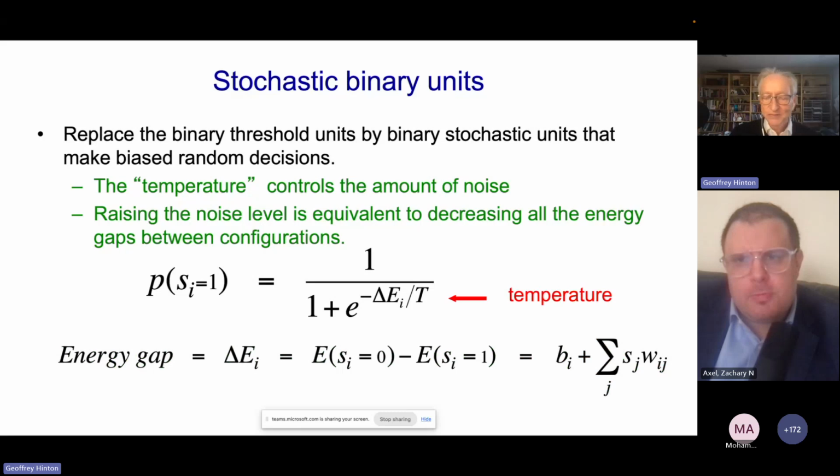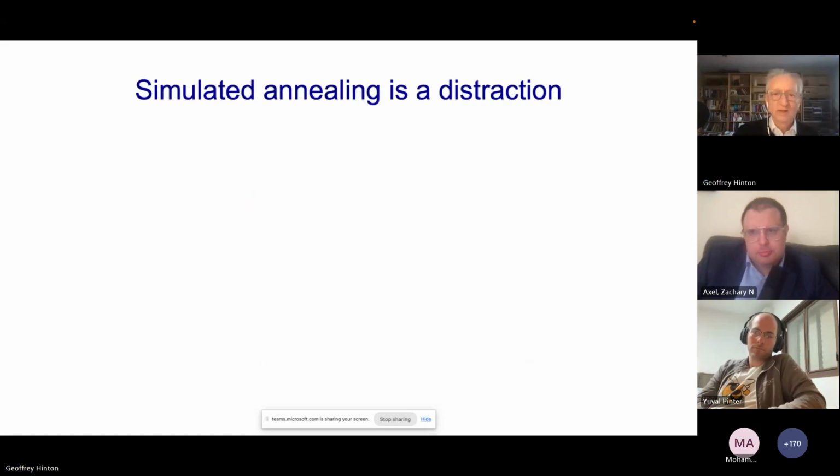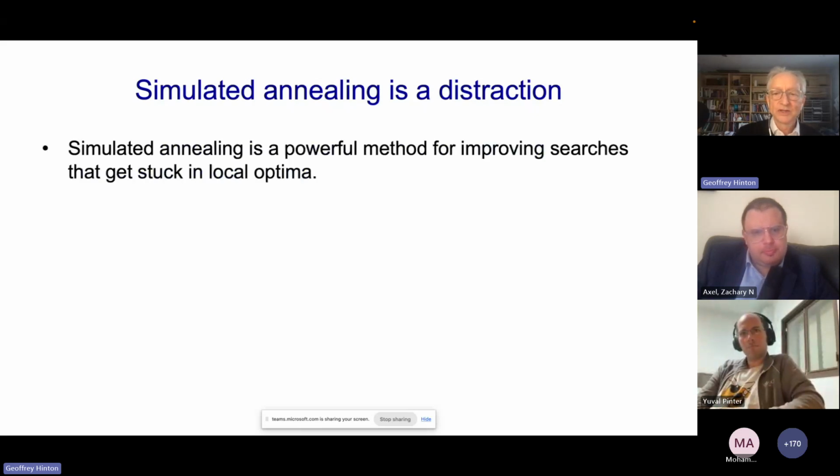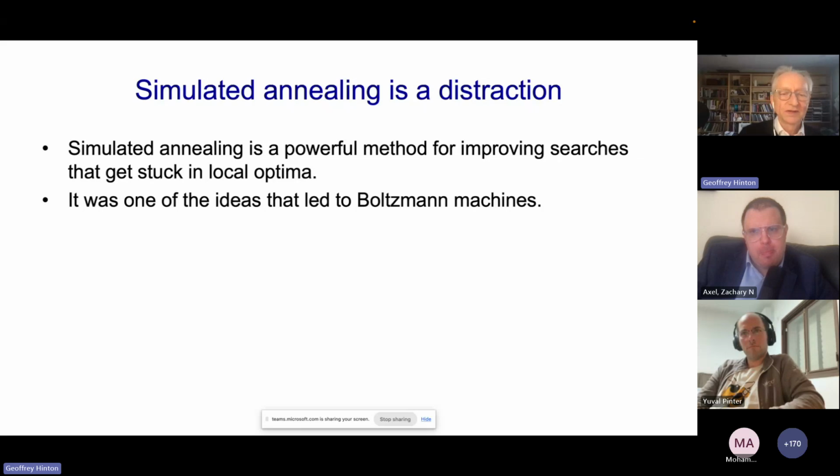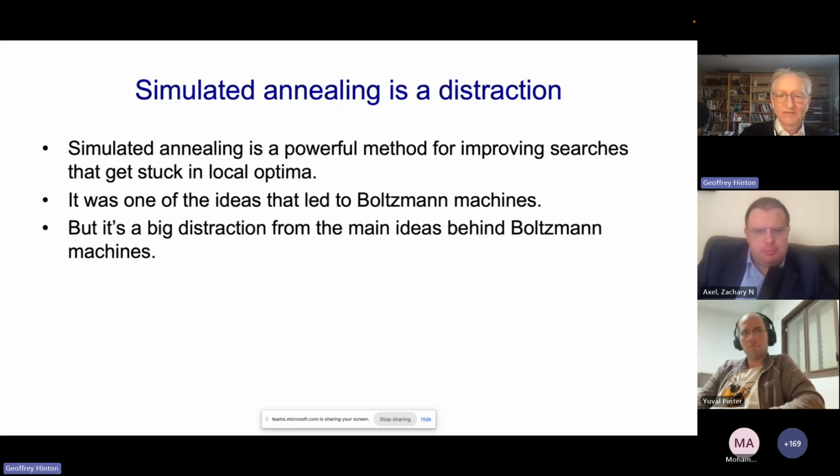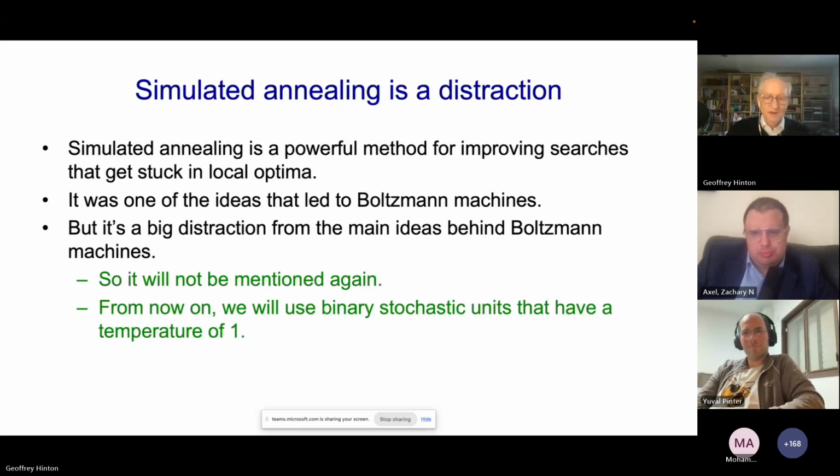I'm just reminding you of the equation for the energy gap, which is just the difference between the energy with the unit off and the energy with the unit on. But simulated annealing turned out to be a distraction. It's still useful, but I don't want to go into all the complications of that. So what we're going to do is just stick with a temperature of 1 now, so that we can get at the main idea behind Boltzmann machines. So we won't mess with the temperature. We'll just set the temperature to 1.